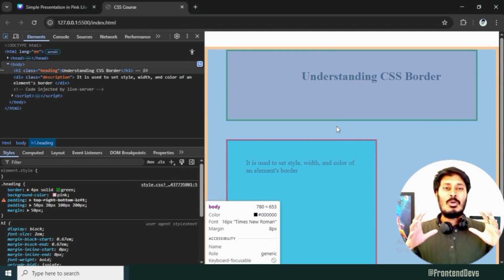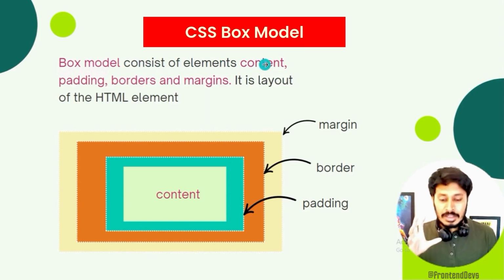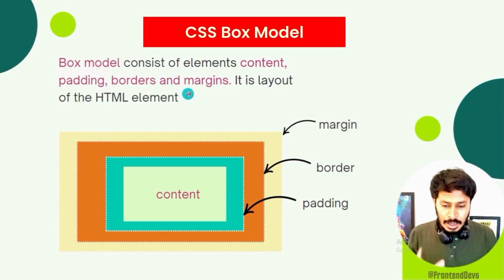After margin, now let's move to the next important topic, and that is understanding the box model. The box model is basically the combination of all 4 elements that we discussed. That is content, then padding, border, and margin. When you talk about the box model, it consists of content, padding, border, and margin. And it is the layout of an HTML element.